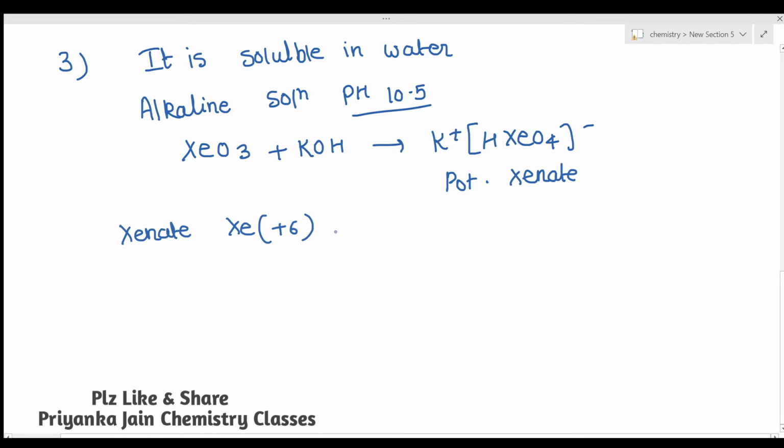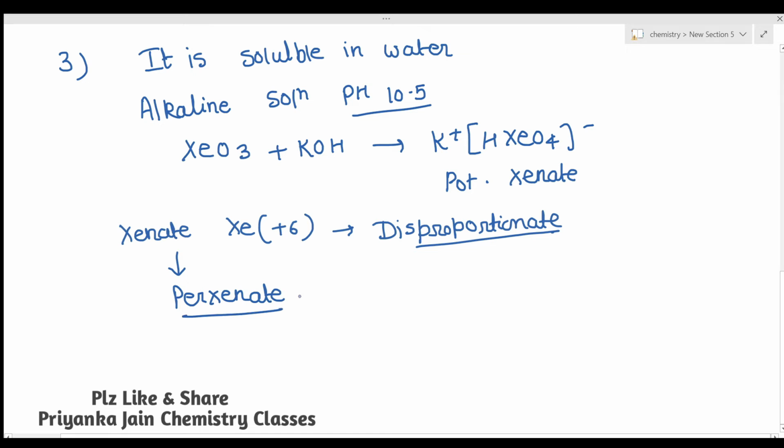It can slowly undergo a disproportionation reaction. It slowly undergoes disproportionation in the solution and forms perxenate ions, which is a very important ion. Questions are asked about this ion. Here the xenon is present in the +8 oxidation state. So it undergoes disproportionation and forms perxenate ions where xenon is in the +8 oxidation state, and it also forms xenon. It means here xenon +6 is oxidizing to xenon +8 and is reducing to xenon in the zero oxidation state.